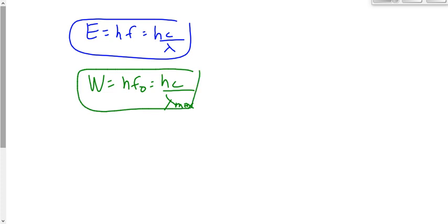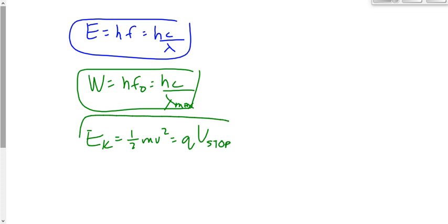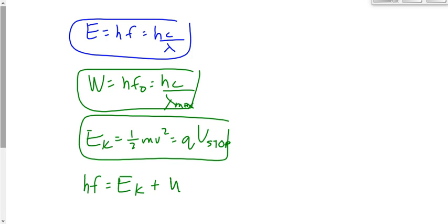We also have the kinetic energy of the already ejected electron, which is 1/2 mv squared, or q times the stopping potential. And we also have hf, this is the conservation of energy one, is equal to the kinetic energy of the electron plus the work function, the energy that's used up.